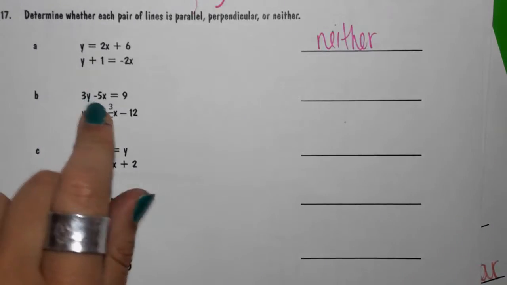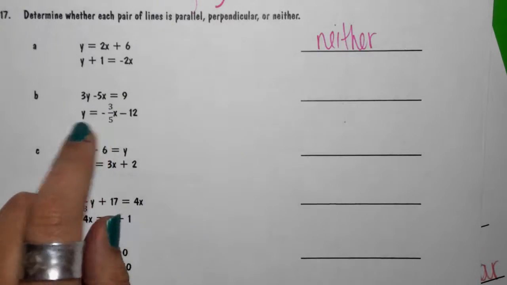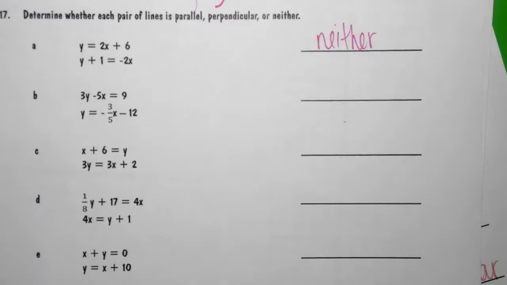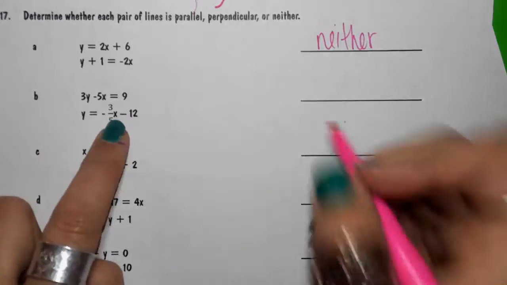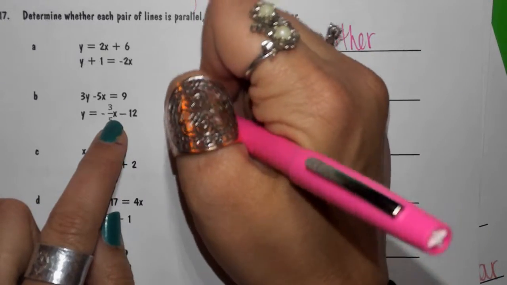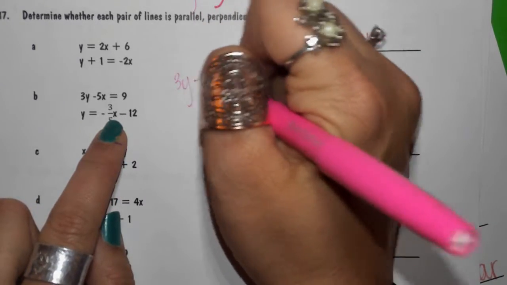Alright, let's talk about B. Now, the second equation is in slope-intercept form already, so we're not going to touch it. Now, let's solve 3y minus 5x equals 9.